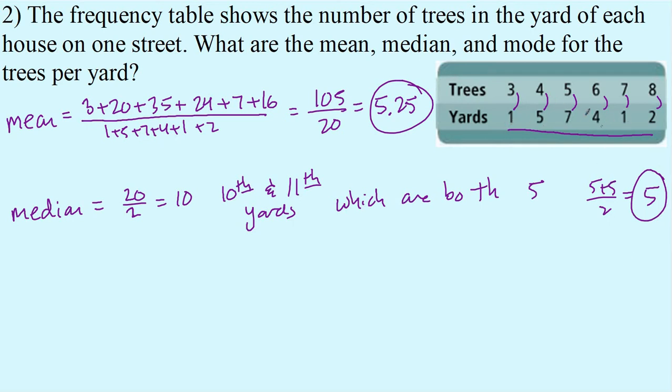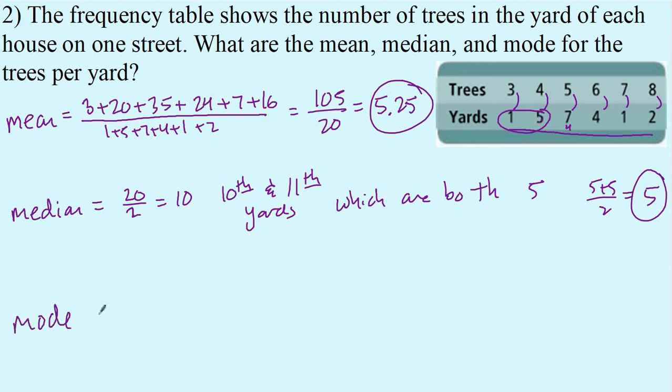Okay, so I counted the number of yards. Instead of listing out all the trees, all I did was look for the 10th yard. There's 1 yard, there's 5, that's 6 right there. So I needed 4 more yards, and the next 4 yards are all 5s.